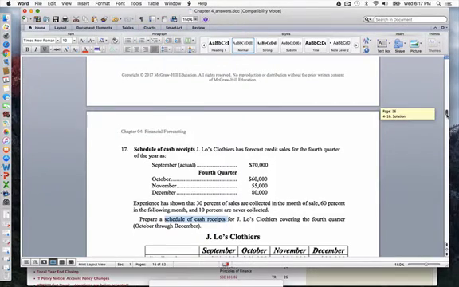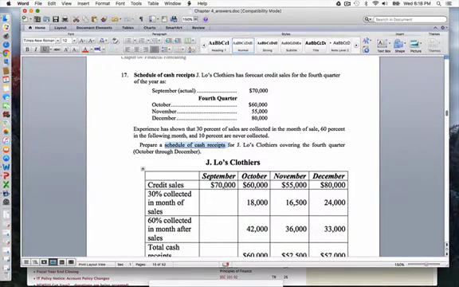So let's do this here. We have all these sales numbers, 30% of each month's sale. So 30% of 60,000 is 18,000. It's collected in the same month, and 60% of 60,000 the next month, 36,000. The same here: 30% of 55,000 in the same month, and 60% of 55,000 is 33,000.